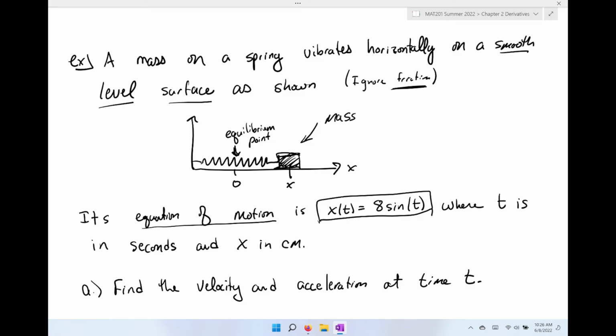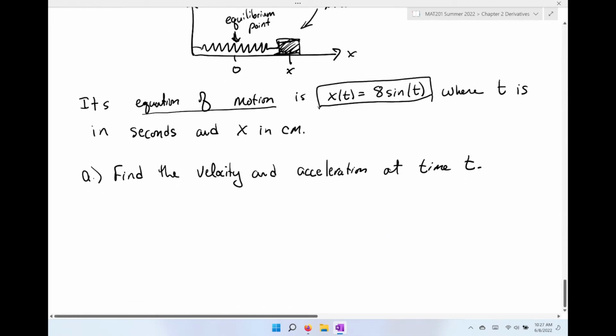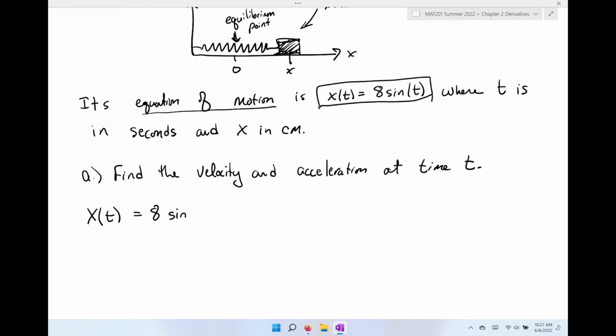Anyways, there are multiple parts to this problem, but I'm going to do part A, then we'll do part B. And it's actually not difficult at all once you see it. Once again, we have a mass on a spring vibrating horizontally on a smooth level surface. As shown below, its equation of motion is x of t equals 8 times sine of t, where t is in seconds and x is in centimeters. Part A, we just want to find the velocity, and then the acceleration at any time t. So we know x of t equals 8 sine t measures our displacement.